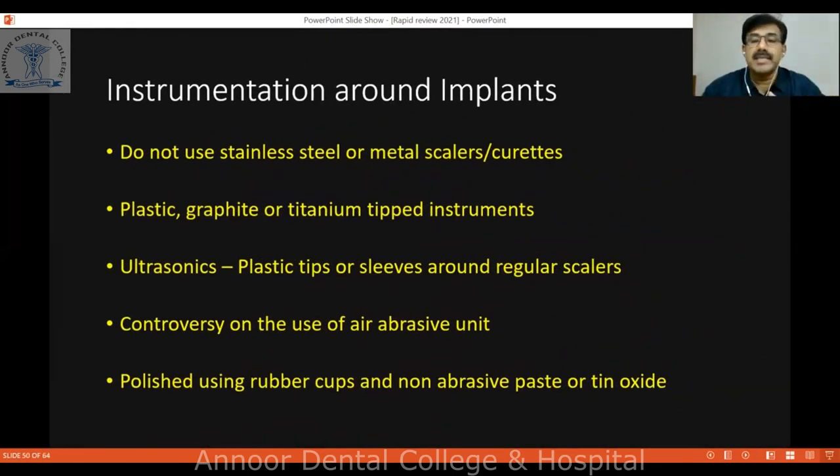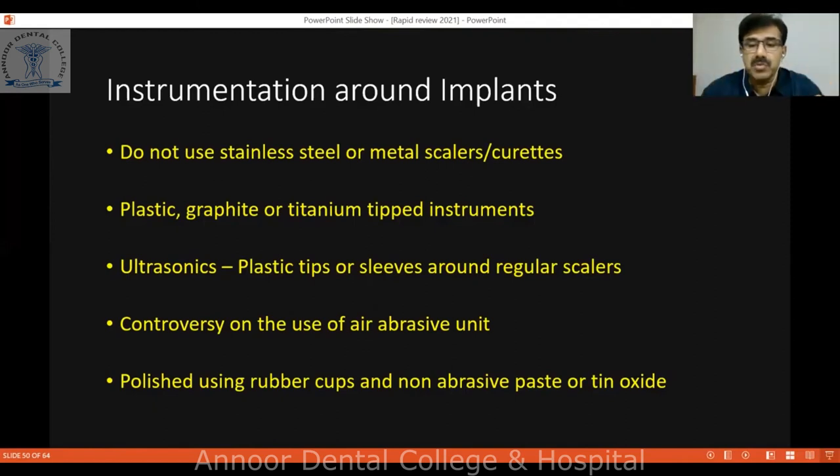So, instrumentation around implants. Now you can use your routine steel scalers to instrument on the root surface. But if you use the same scalers and instrument the implant surface, because the steel is much harder than titanium, it may cause scratches. It may roughen the surface. So always you have to use an instrument which is softer. It may be titanium or a material that is softer than titanium. So you can use plastic or graphite or carbon reinforced with fibers. So these are the common things that are used.